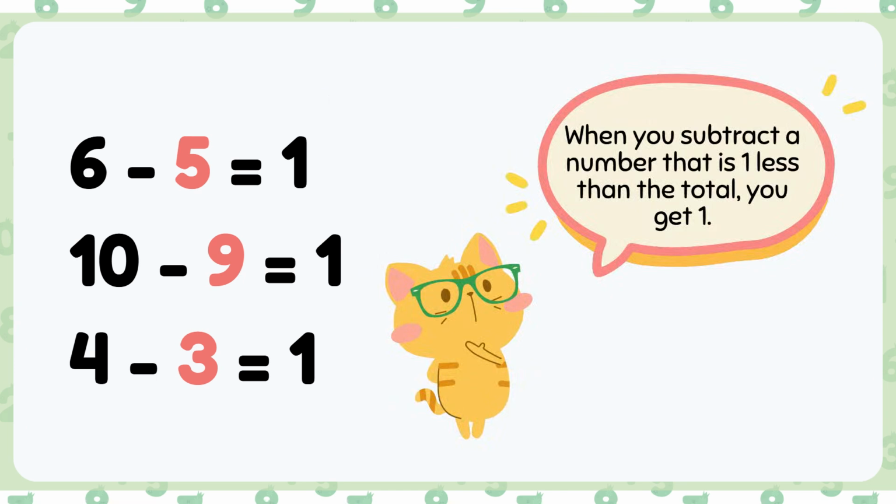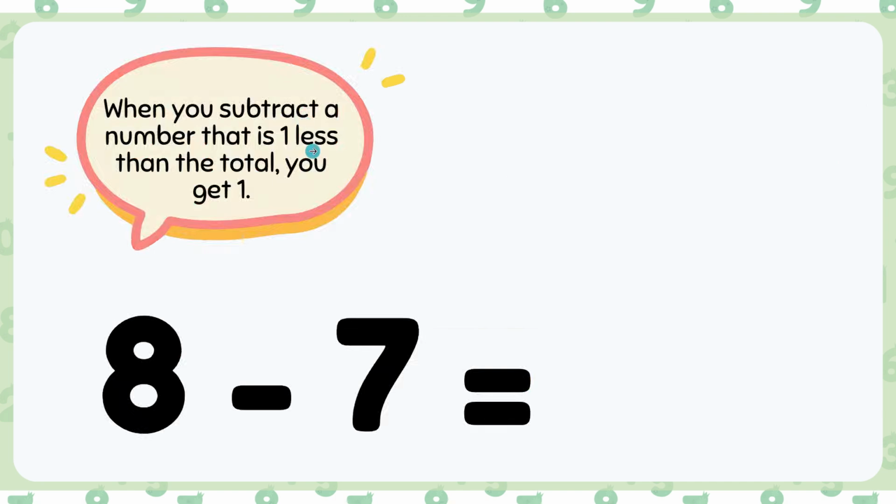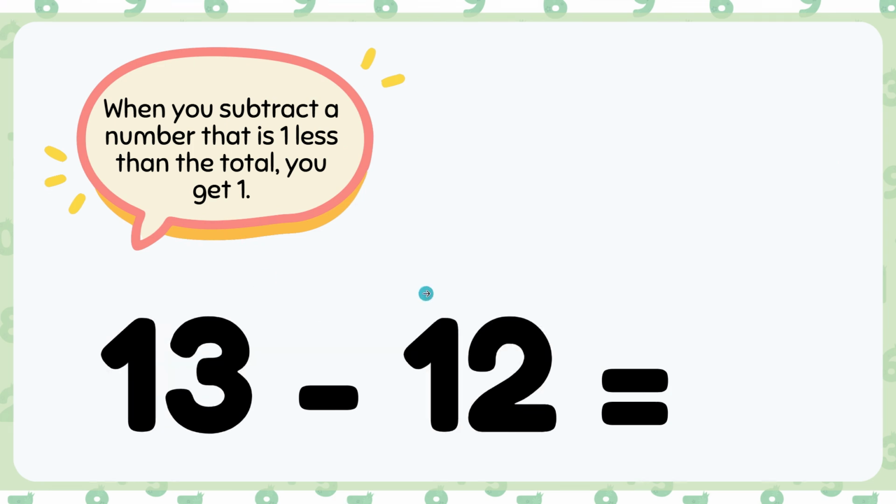So every time you subtract a number that is 1 less than the total you started with, you're always going to get a 1. And if we know that and can recognize that as we're doing our math, it's going to make our math problems so fast. Like this, I bet you can solve these problems so quick. Okay, 7 is 1 less than 8. So what's our answer going to be? Yeah, 1. 12 is 1 less than 13. So what's our answer going to be? 1. Oh my goodness, I can't even trick you guys.